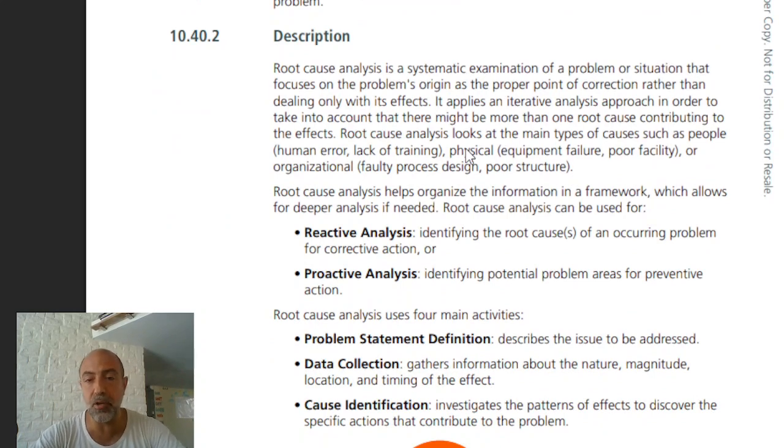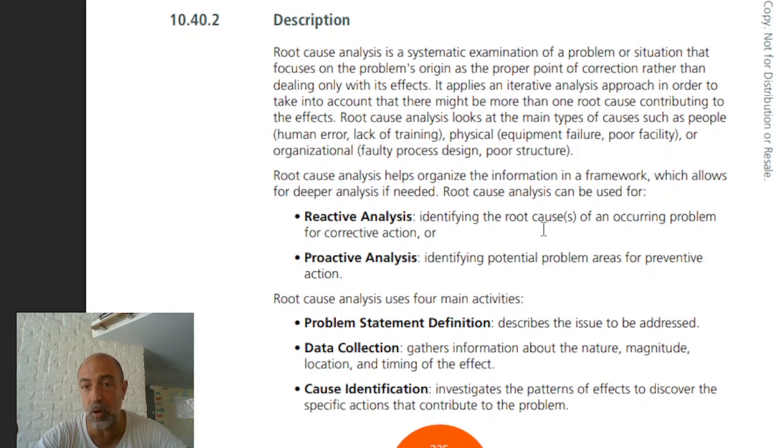It's a systematic examination of a problem or a situation that focuses on the problem's origin as the proper point of correction rather than dealing with only its effects. Which means I'm not dealing with the symptoms of a problem, right? If water is entering the house, you don't keep mopping the house. You find where the water is coming in and you stop it, right? It applies as an iterative analysis approach in order to take into account that there might be more than one root cause contributing to the effects.